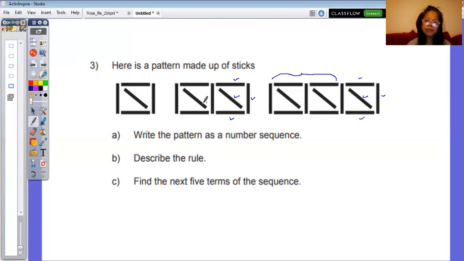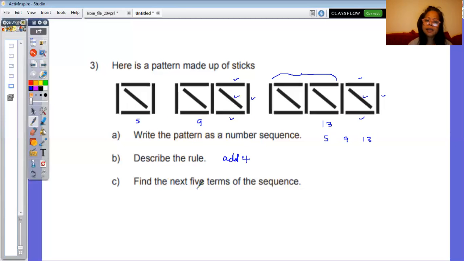Now write the pattern as a number sequence. So initially, the first pattern has 5 sticks. So as we said, you need to add 4, so that will be 9 sticks. So from these 9 sticks, you add another 4, that will be 13. So this is exactly the number sequence: 5, 9, 13. The rule would be add 4 sticks, or simply add 4.